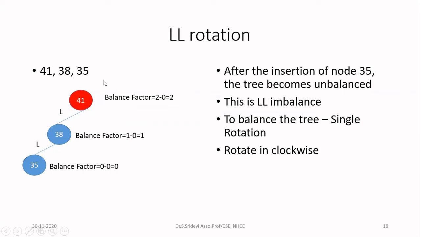I want to balance this tree now. In which direction do I have to rotate? When the letters are the same, you need to perform only one rotation, in the clockwise direction, because it is heavy in the left side, that is the anti-clockwise side. So you rotate like this. About the node 41, you rotate in the clockwise direction, so that your tree will be balanced.